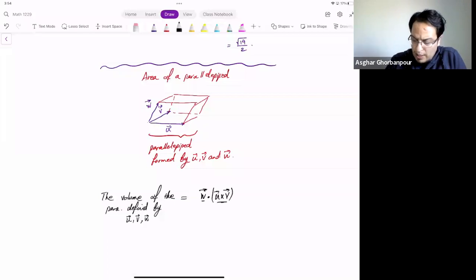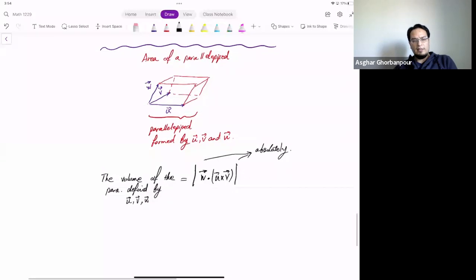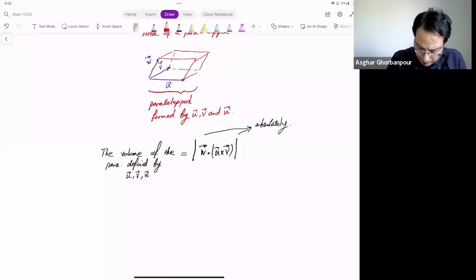This number could be positive or negative. We want to always get a positive number out. That's called absolute value. It means that if it is negative, you just drop the negative sign and make it positive. That is going to give you the volume of the parallelepiped. So you take any two of them, cross product, the result you dot product with the third one, and find the absolute value. Let me do an example here.